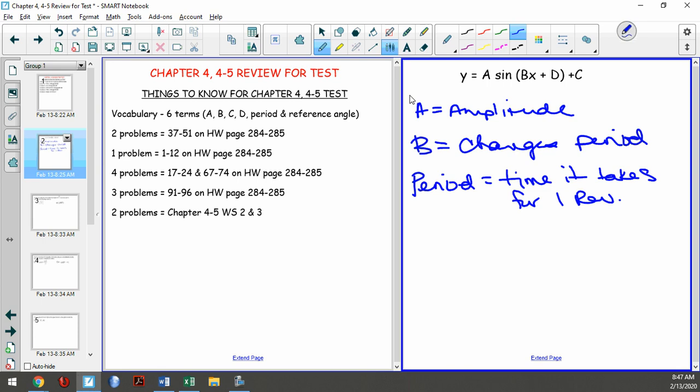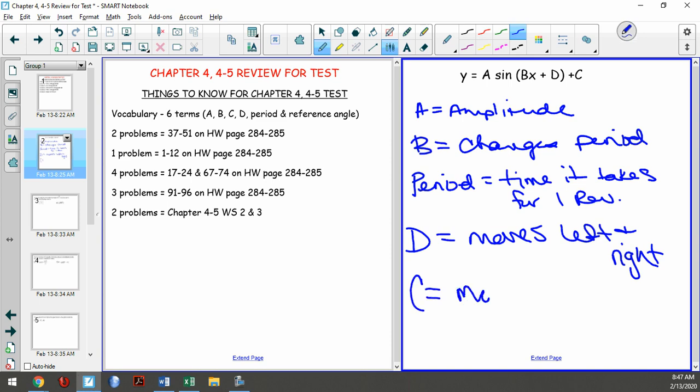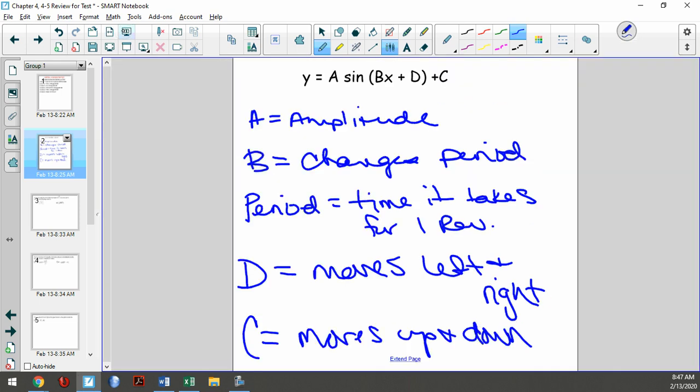Okay, what does D do? What does D do to the graph? What do you think? Moves it left and right? And what does C do? Moves it up and down. Right? So that's what we know. Those are your 6 vocabulary terms.